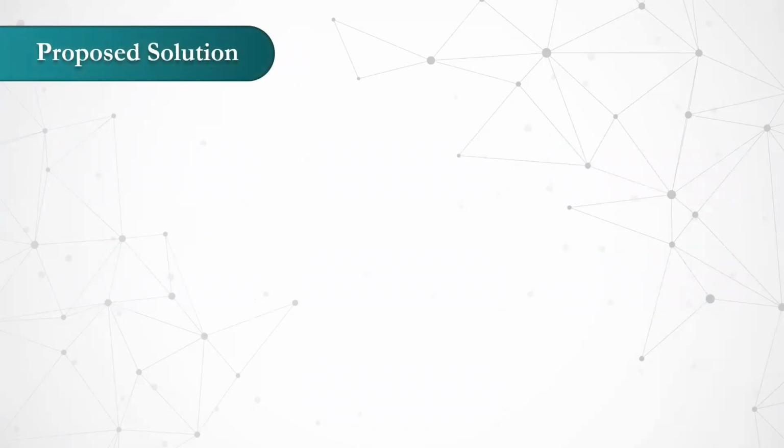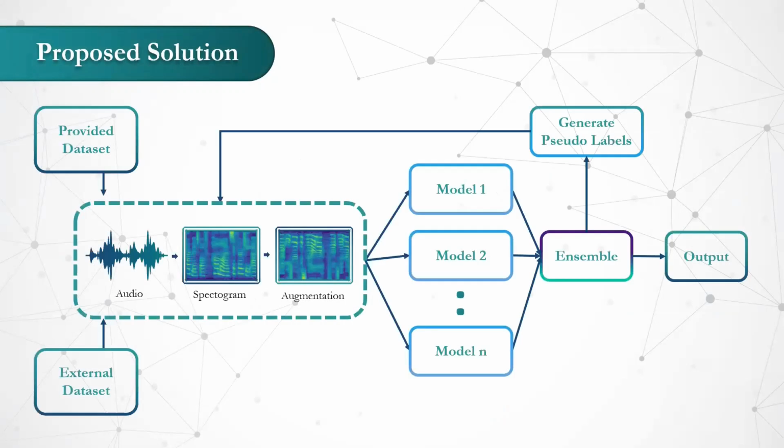After many experiments, the overview of our final methodology is jotted down like this. Along with the provided dataset, we used some external dataset. After resampling all the audios to 16 kHz, log mel spectrograms were generated and a few augmentations were applied on them. After that, the spectrograms were passed through different CNN models. For prediction, the outputs of different models were assembled together. The generated test labels were used as pseudo labels to train the models again, along with the original and external dataset. And finally, after assembling their predictions on the test dataset, the final output was generated.